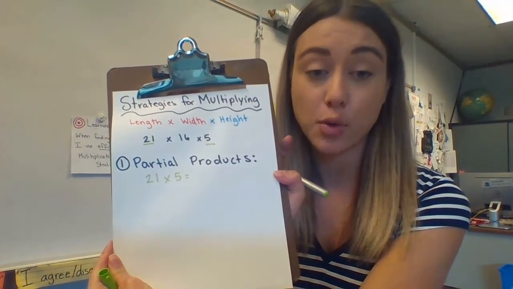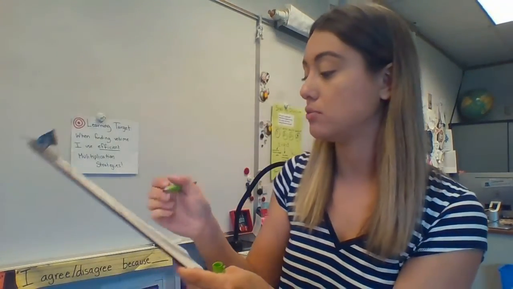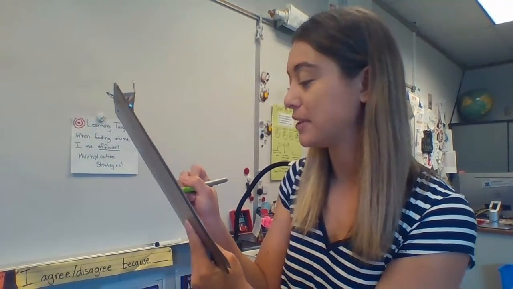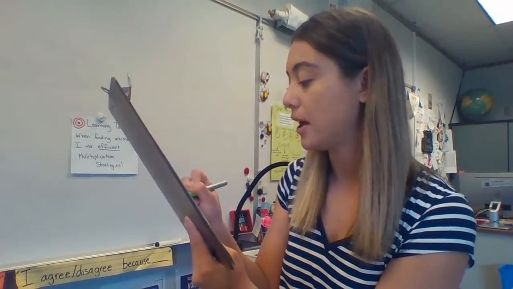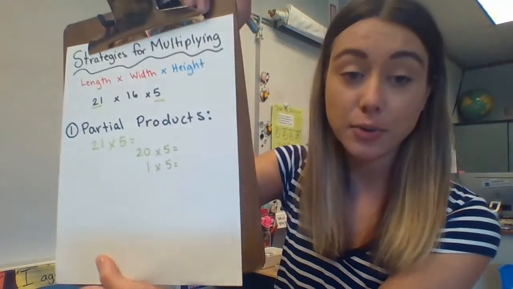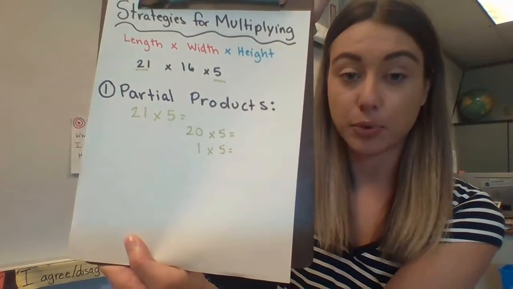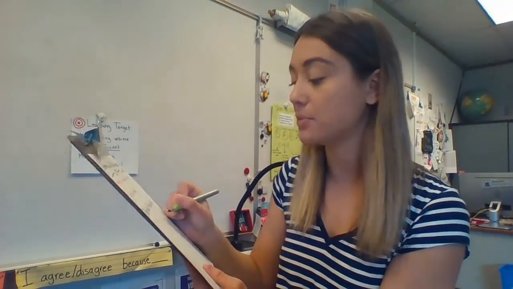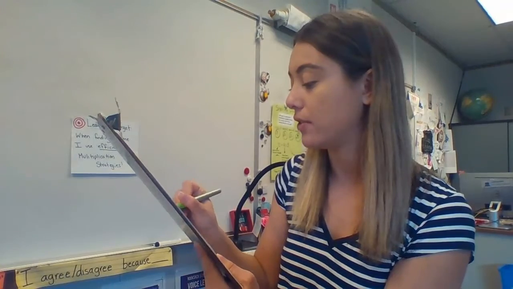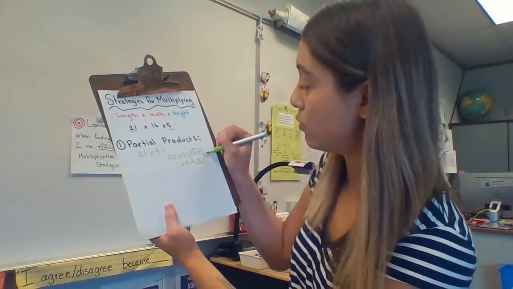So I know I can take apart 21 into 2 tens and 1 one. So 20 times 5 and 1 times 5. When you rewrite it that way, you can tell how it's taking apart and partially finding the products. 20 times 5 we know already is 100, and 1 times 5 is 5. I add those together, and I get 105.